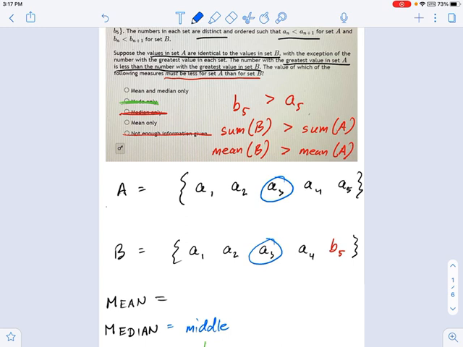And I don't care if B5 is 100 or if B5 is 1,000,000. A3 is still the middle number, right? It's the one that is third in line if you sort them by size. So that means the median is not changing, which means the only thing that's dropping when you compare set A to set B is mean. Mean is lower for set A.